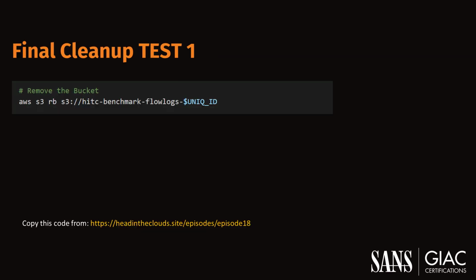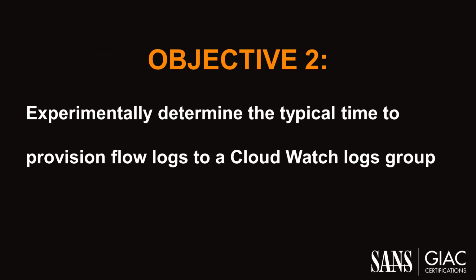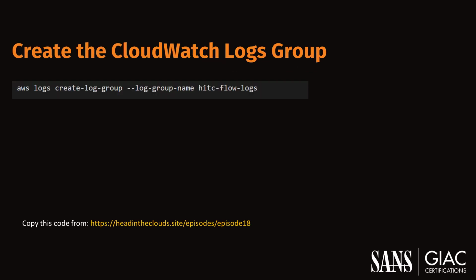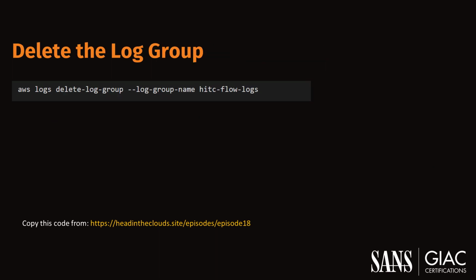Now that we've obtained our results, make sure you delete the flow log and empty the bucket again using the last set of commands, and then remove the bucket as we no longer need it. Now let's take a look at flow logs sent to CloudWatch logs. First, we need to create the CloudWatch logs group. And here's the corresponding command to delete the log group.